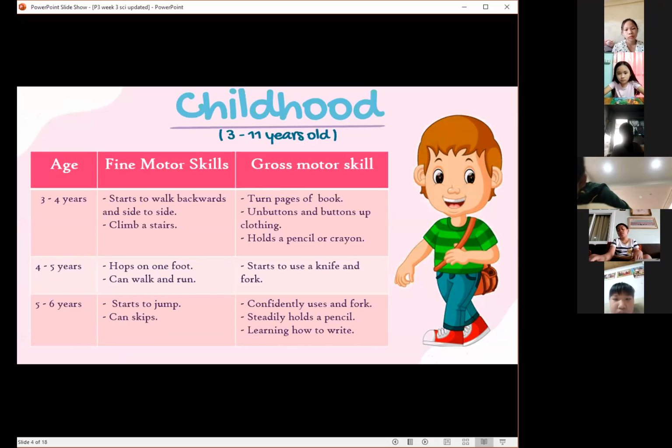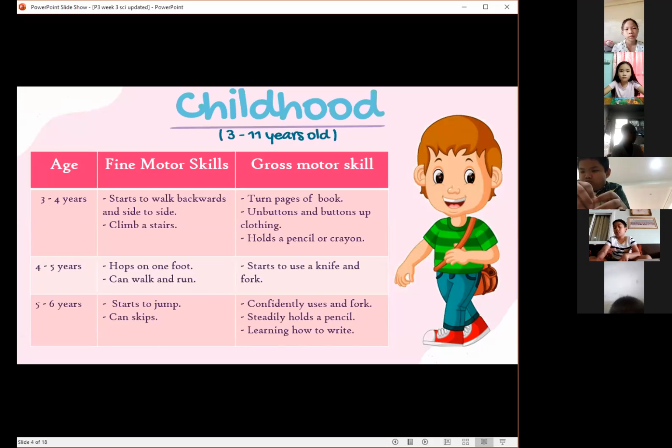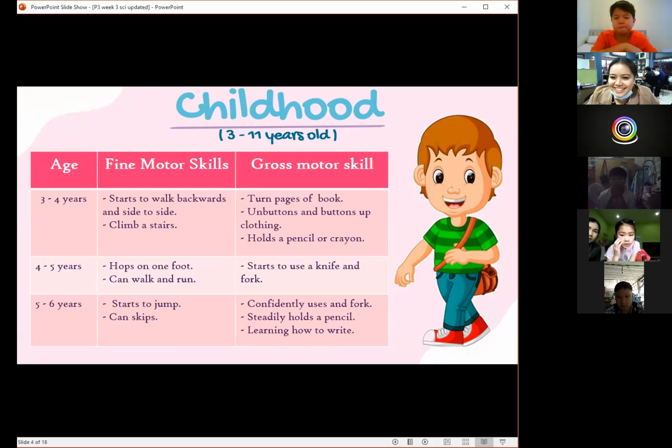For their fine motor skills, they can turn the pages of a book. They can button up clothing. And they can hold a pencil and crayon. That's when they are 3 to 4 years old. Understand? Yes? Yes or yes? Yes.